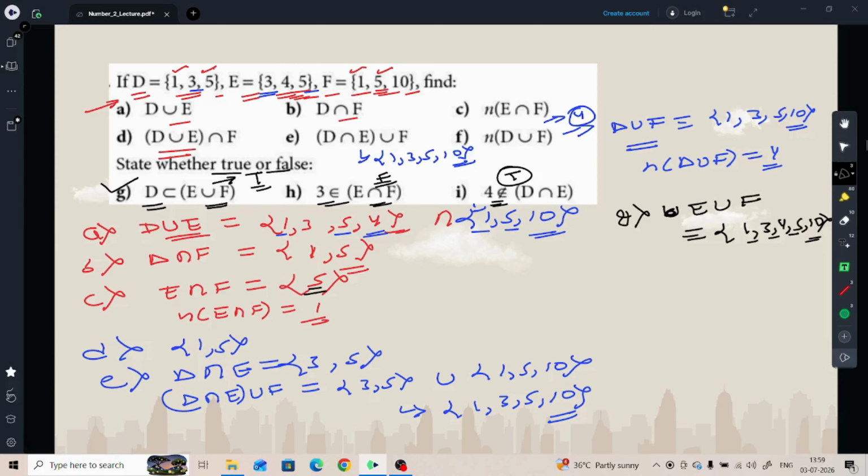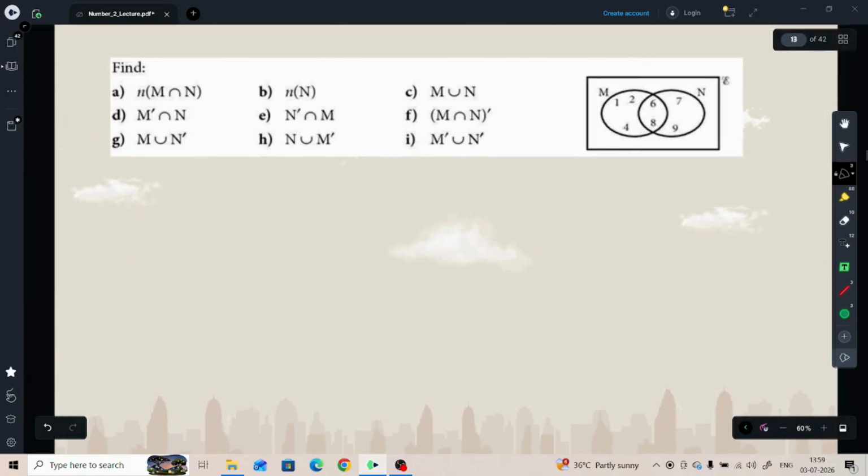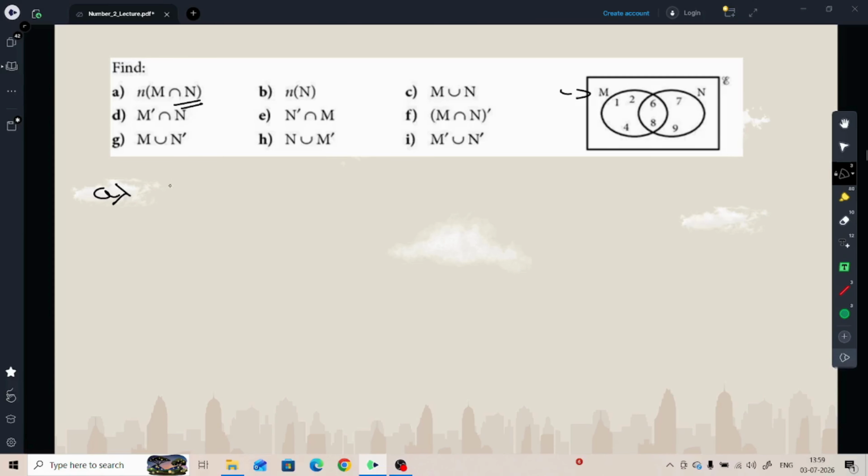Very easy. Okay. Now the next kind of question, I will help you with regards to it. So the first part is that this set has been given to you. Universal set has been given and then two sets are there inside it, M and N. And the first question is that you have to find the number of elements in M intersect N. Now very easy again. But the first step should be calculating M intersect N.